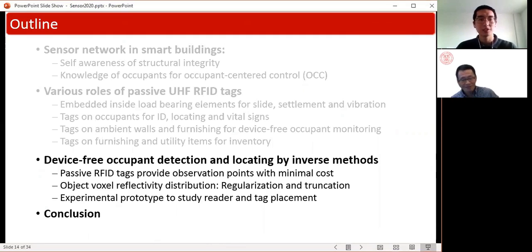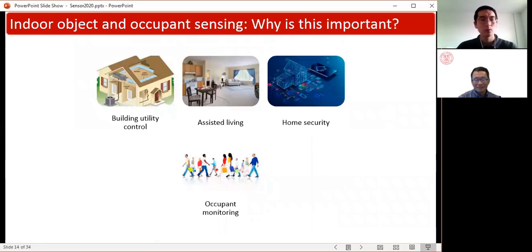So in today's presentation, I will discuss the research work on using commercial RFID in combination with optimized inverse solution to resolve the problem of indoor device-free object sensing and detection. So why do we want indoor device-free object sensing? And why is it important?